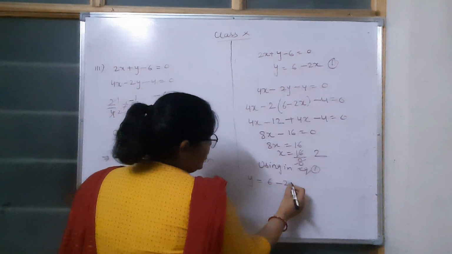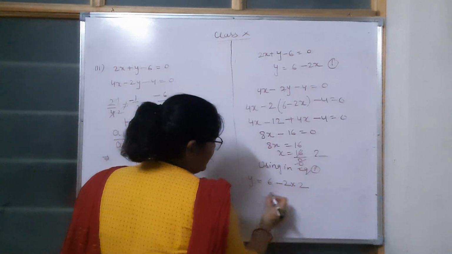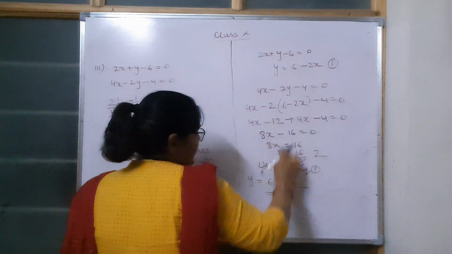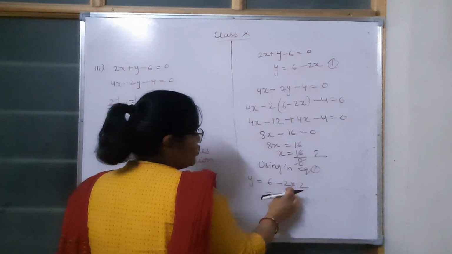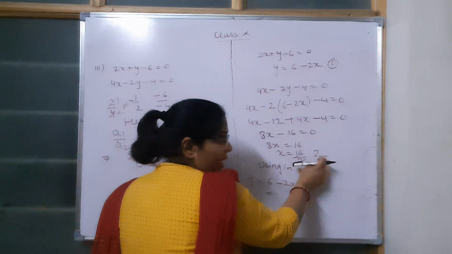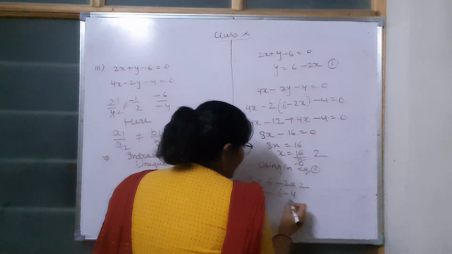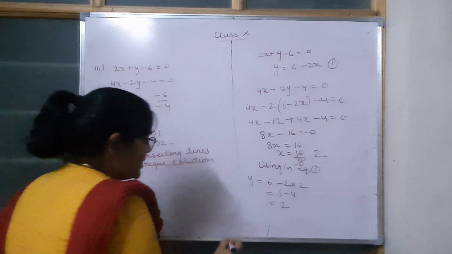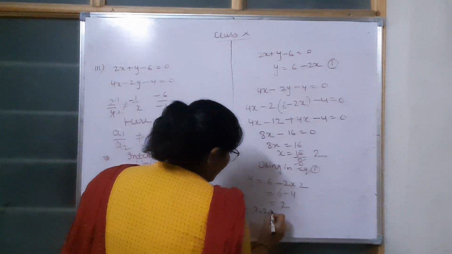6, 2 into x. Now we know the value of x, which is 2. I am just putting 6 minus 2 multiplied with x, 2 multiplied with 2, because the value of x is what? 2. So this is 6 minus 4, which is 2. So y is equal to 2. So x is equal to 2, y equal to 2: 2 comma 2.